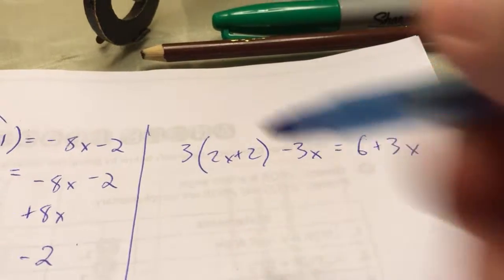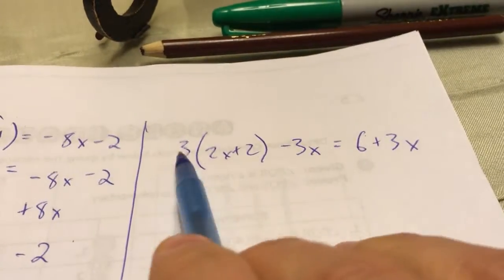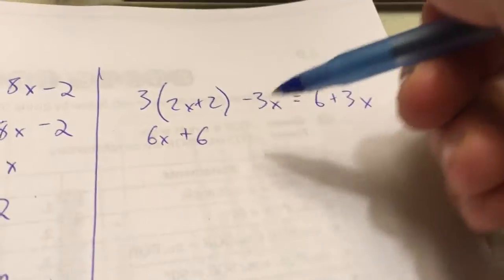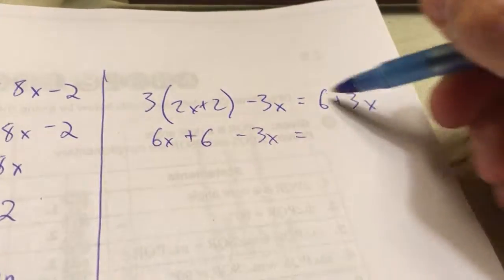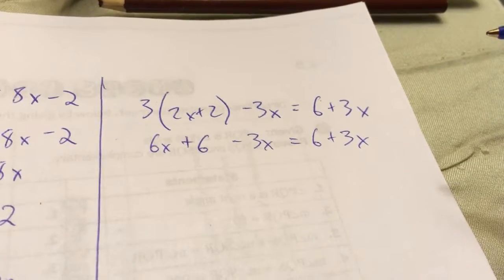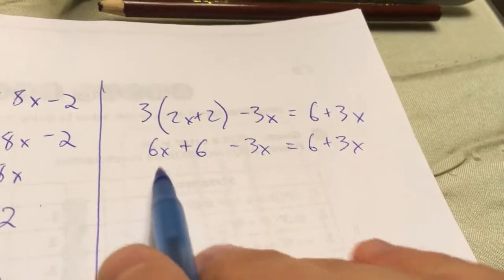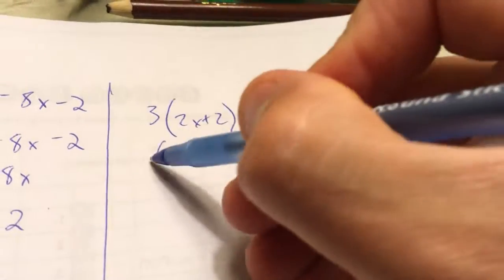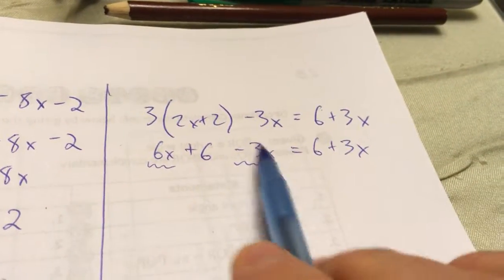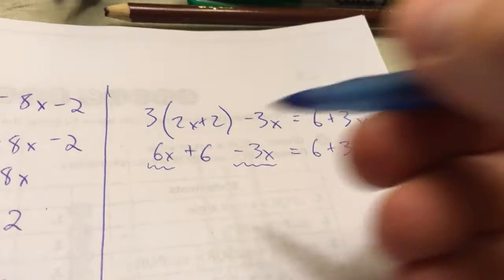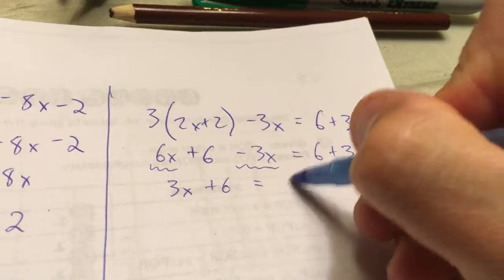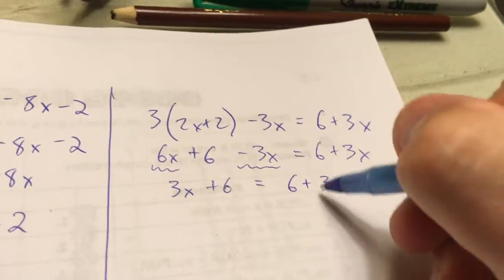So we get 3 times 2x is 6x, and 3 times positive 2 is plus 6. And we bring down our minus 3x equals 6 plus 3x. Our next step, after distributing, is to combine like terms. Notice we have a 6x and a negative 3x that are like each other. So we say 6x minus 3x is positive 3x. Bring down our positive 6 equals 6 plus 3x. We're just bringing this down.